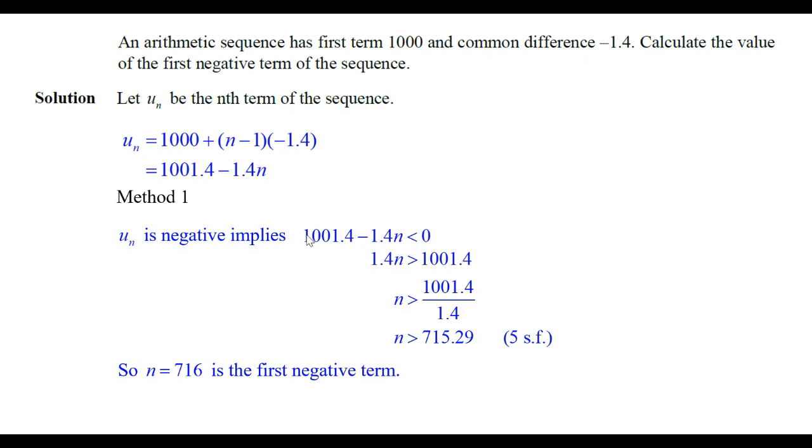Here I substitute not into the usual formula, but because I had earlier simplified the formula, I can use this line instead. That's why I don't subtract 1 from the 716, whereas ordinarily in the formula I need n minus 1 times the common difference.